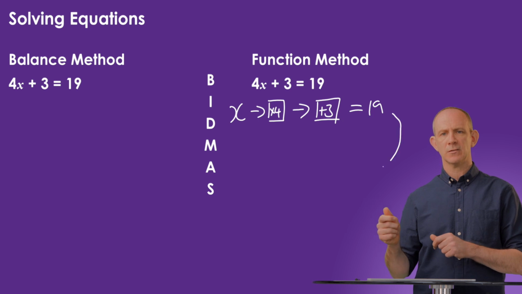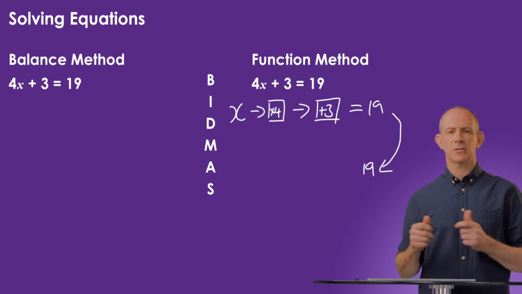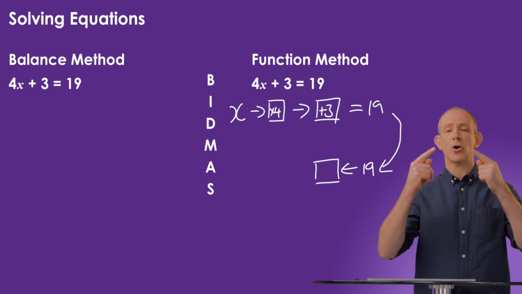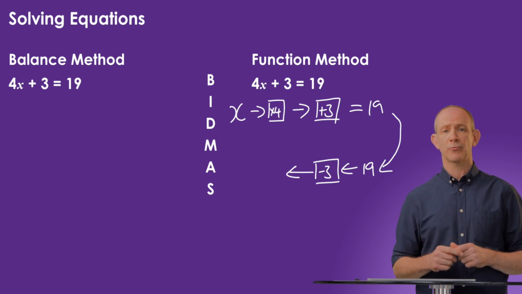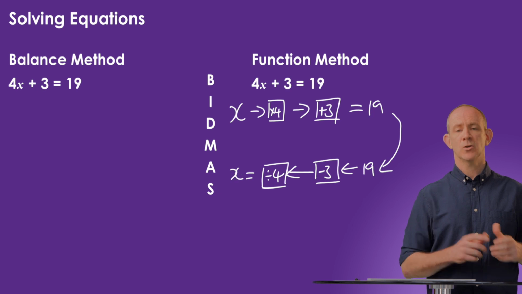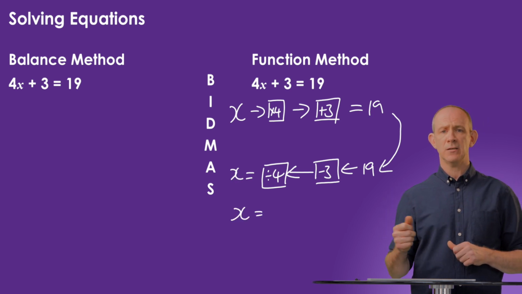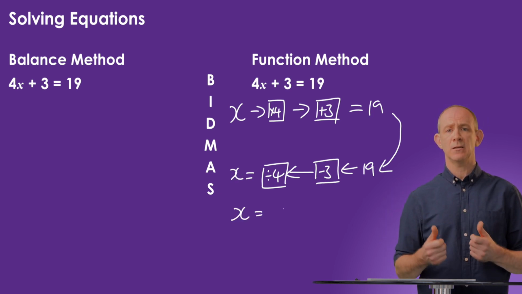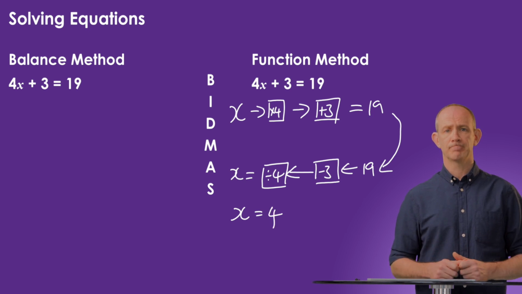If we reverse that and do the opposite to 19, we'd have 19, and we'll do the opposite of what's above, which is take away 3. Then we'll divide by 4, and that would give us x. So we can say that x equals 19 take away 3 is 16, divided by 4 is 4.